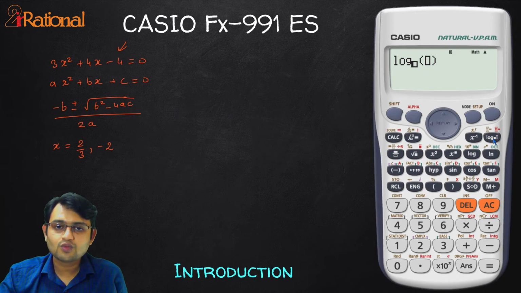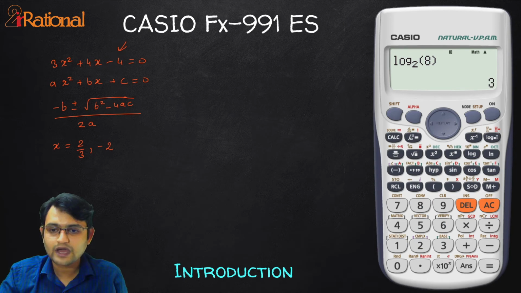I get 2 boxes. First I will write my base 2 and let's say I want 8. So the answer must be most likely 3. If I press equal to, I get 3 as my answer. Again, there were boxes, so you could make an elaborate equation there. Then you have your sine, cos, tan, trigonometric buttons. You have hyper to make hyper sine, cos, tan.